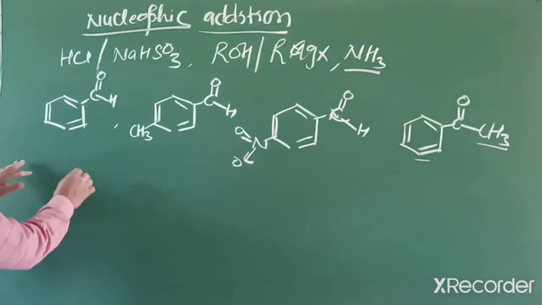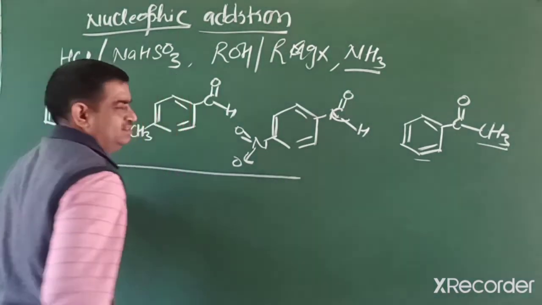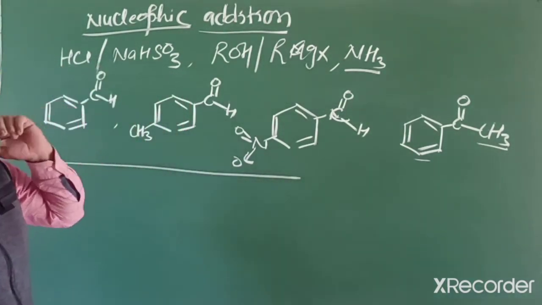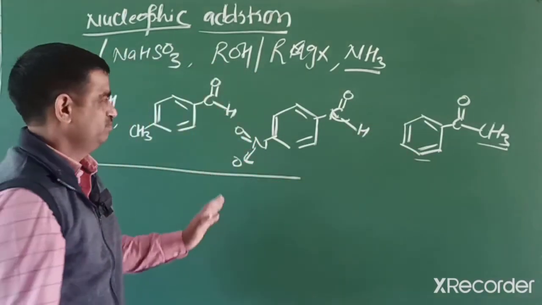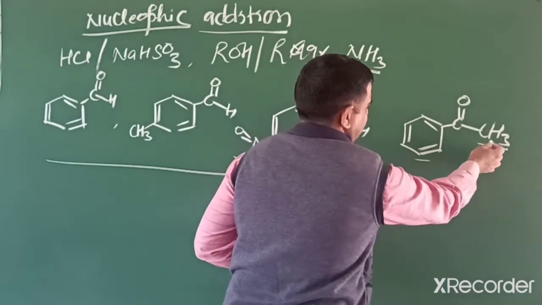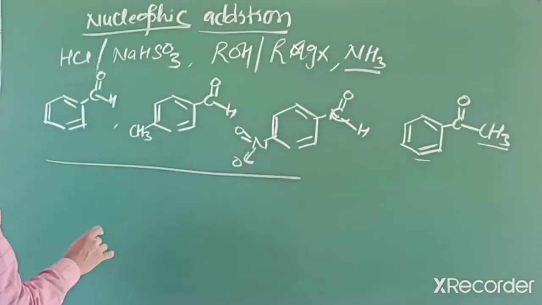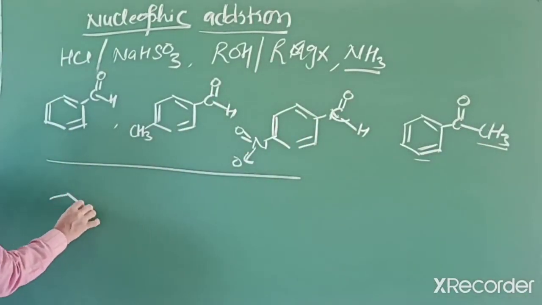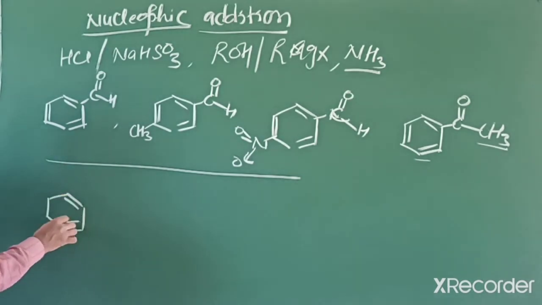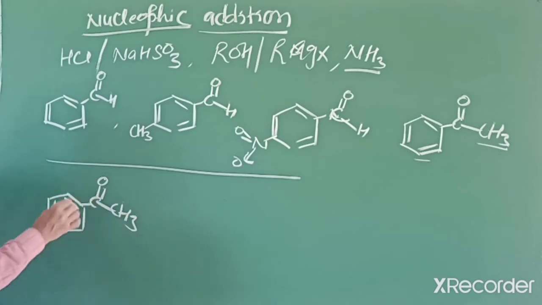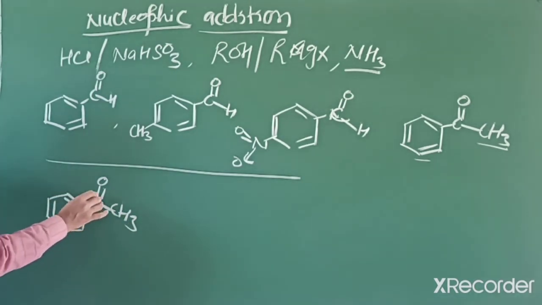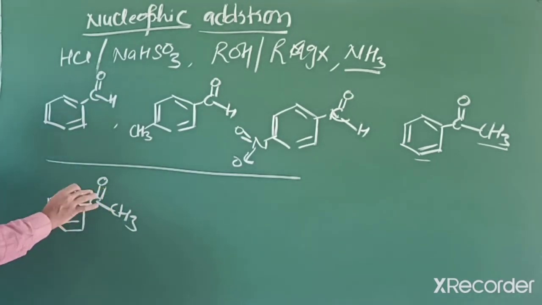In this, the first three are aldehydes. Aldehydes are more reactive than ketones. So this acetophenone is least reactive, due to steric hindrance on both sides. So we can write that the least reactive is acetophenone. Why? Steric effect on both sides, plus the I effect. So the nucleophile finds it very difficult to attack this carbon.